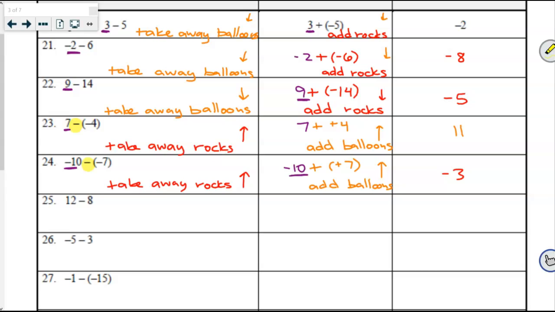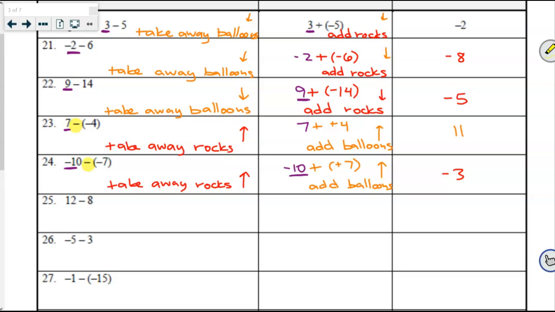How else can I make the basket go up? We can add balloons. So I'm changing subtracting a negative to adding a positive. Now it's an add balloons problem.